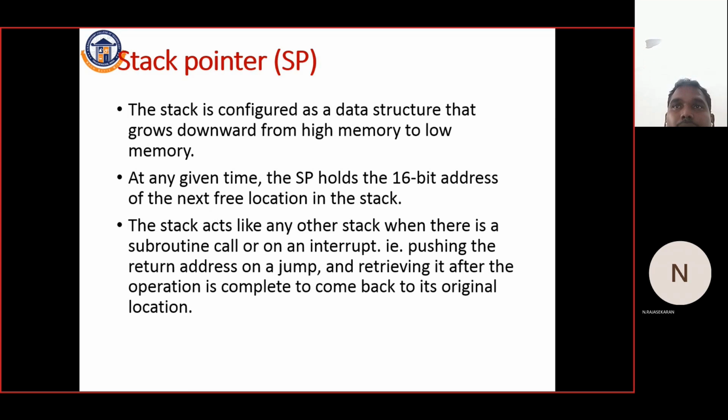Then the stack pointer. The stack is configured as a data structure that grows downwards from high memory to lower memory. This word is derived from the data structure itself. At any given time, the stack pointer holds the 16-bit address of the next free location in the stack. The stack acts like any other stack when there is a subroutine call or an interrupt, pushing the return address on a jump and retrieving it after the operation is complete to come back to the original location.